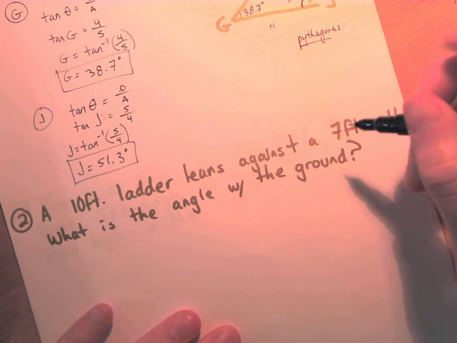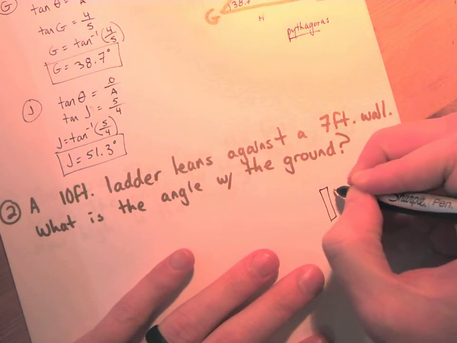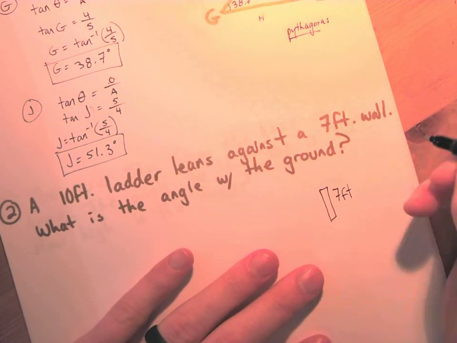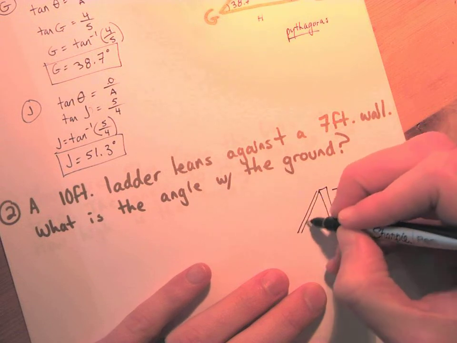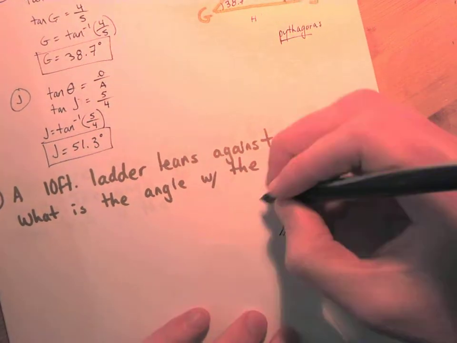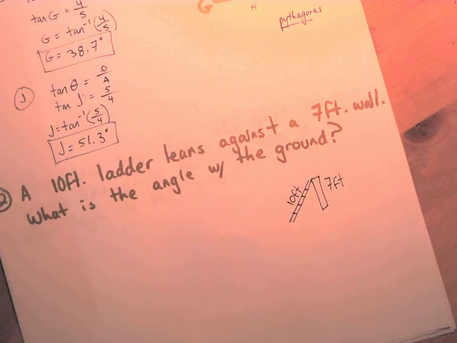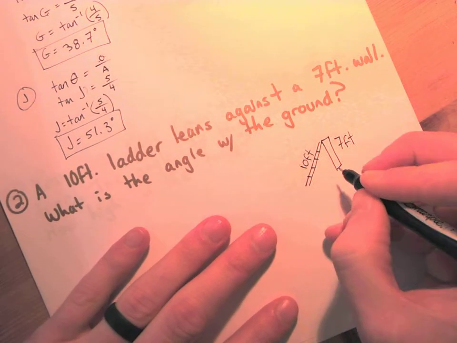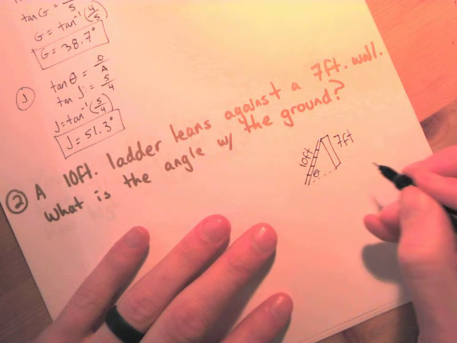A 10-foot ladder leans against a 7-foot wall. Let's draw this. We got this wall right here. This is 7 feet. And then this 10-foot ladder rests against it. Okay, this is my ladder. There we go. And I'm going to say that's a 10-foot ladder. What is the angle with the ground? So it wants to know what's that angle there with the ground.